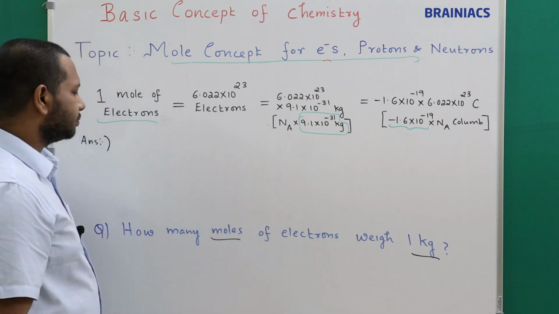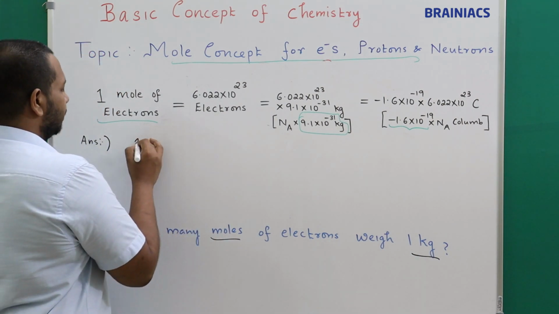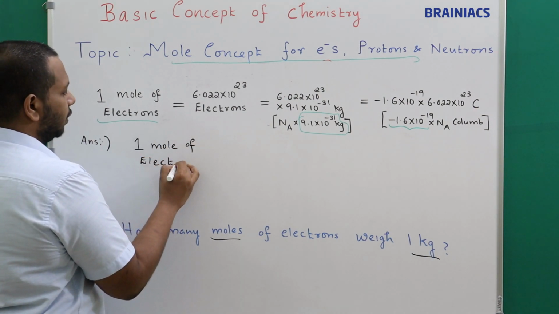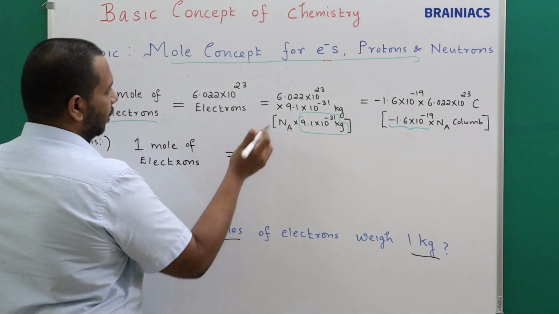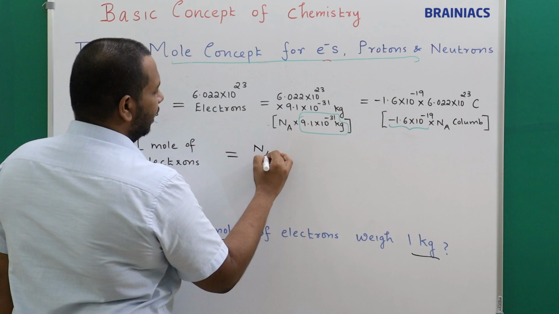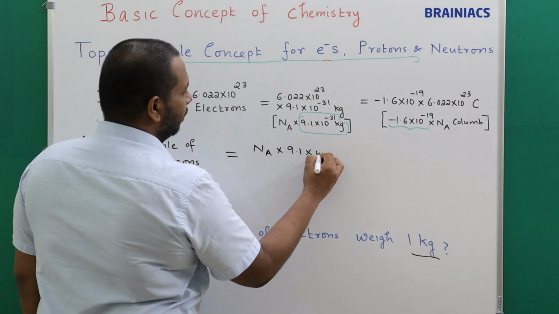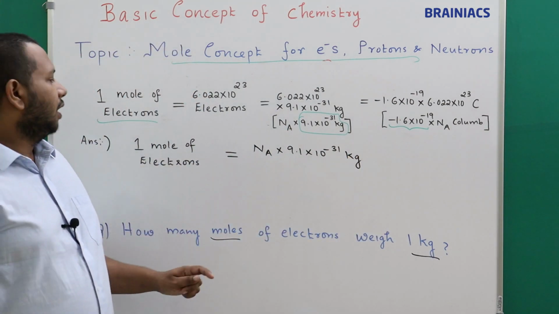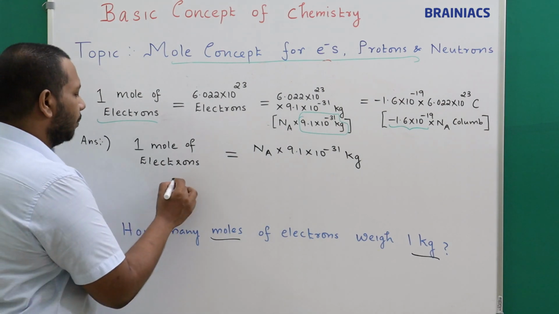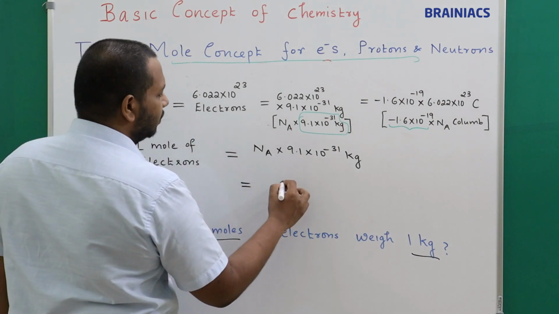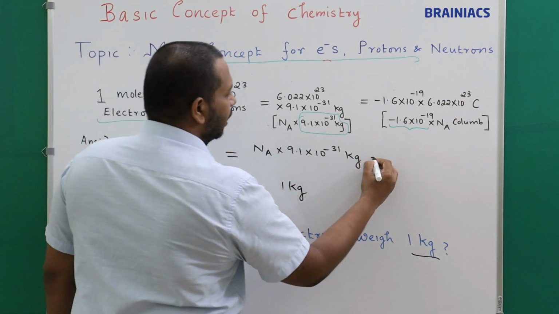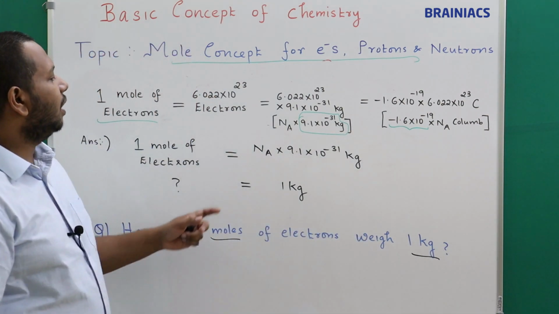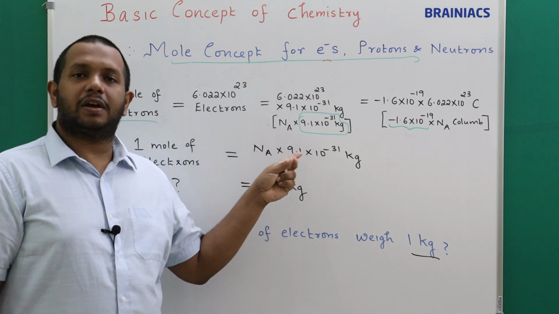Okay, same methodology. We will write the fundamental formula: 1 mole of electrons has a mass of, we know that, Na into 9.1 into 10 power minus 31 kg. Correct? But tell me, what are they asking you to find? Number of moles of electrons. And what they have given here is 1 kg. Sorry, not electrons, mass, 1 kg.